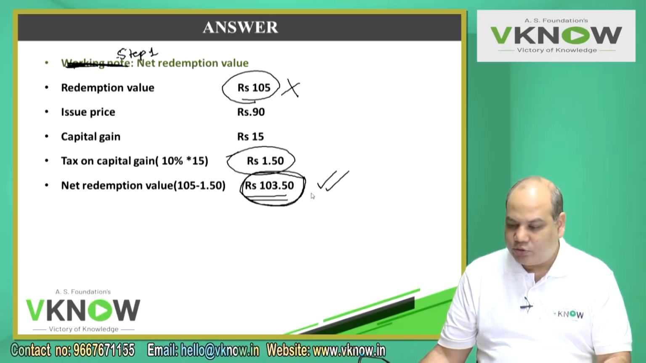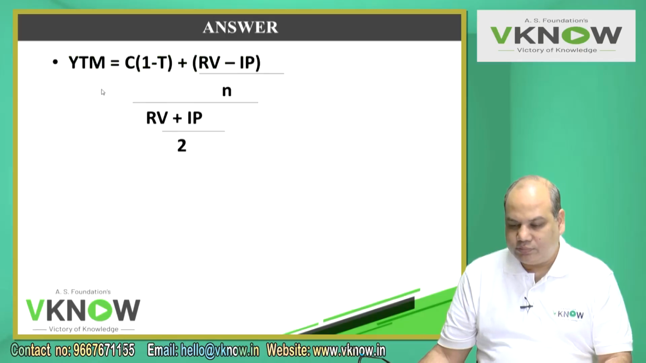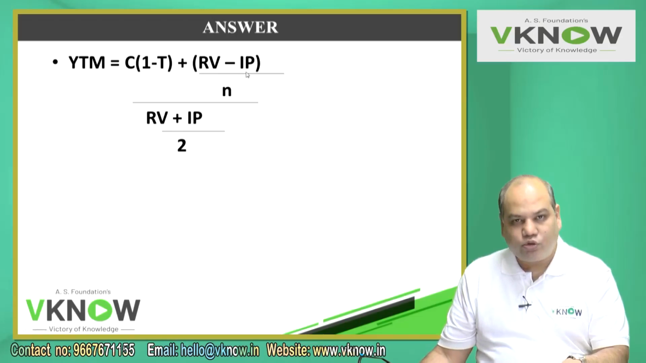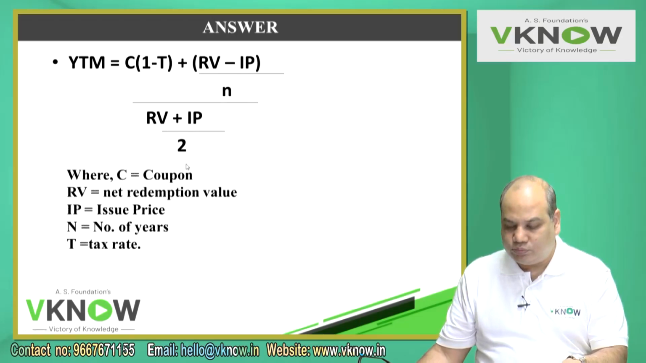Is it right? Now write down step number 2, YTM. That was the question. What is the post-tax YTM? So this time the formula will also change. Can you see the change in the formula? Now I have written here C into 1 minus T because I have to pay tax on the coupon amount, plus this time I have written redemption value because redemption is not at par, redemption is at premium on which I have to pay tax. So redemption value minus issue price divided by n upon redemption value plus issue price divided by 2.